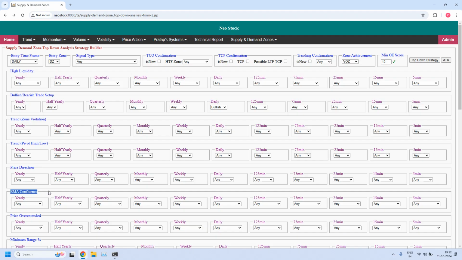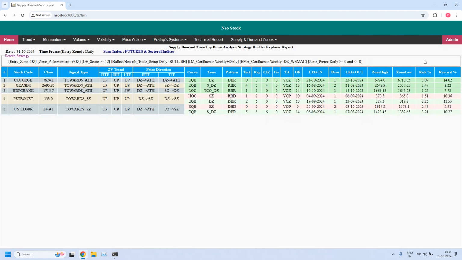So in the EMA confluence, weekly time frame, weekly demand zone with weekly EMA confluence, because the daily zone is part of the weekly zone. We got 5 stocks. Out of 7, 5 stocks are filtered. And these 5 stocks are currently supporting high probability setup for bullish trade setup for monthly income trade based on ITF and LTF confluence, zone confluence and also EMA confluence, weekly EMA confluence. Okay, this is the first set of high probability supported stocks.